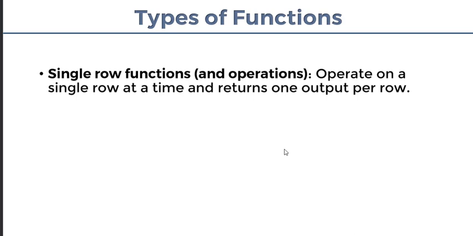Okay, let's start. Types of functions. In SQL there are three broad types of functions. Single row functions operate on a single row at a time and return one output per row.